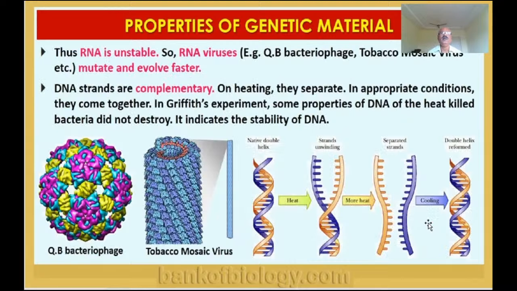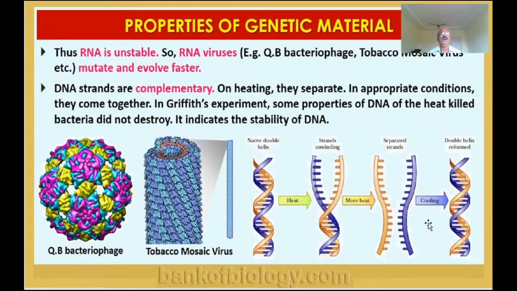Because of these properties of genetic material, RNA is unstable. So, RNA viruses, for example tobacco mosaic virus and some plant viruses, mutate and evolve faster. That's why in viruses, changes in the genetic material occur frequently. That's why different strains of new viruses arise naturally.